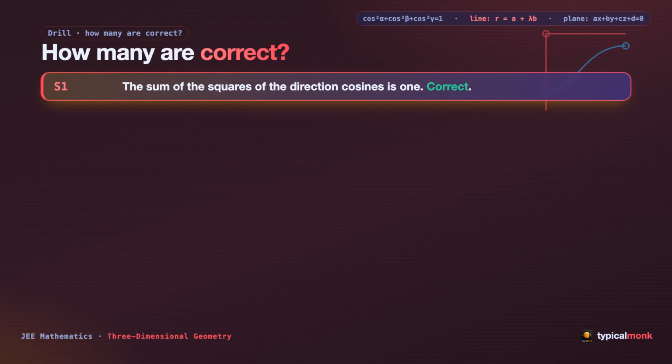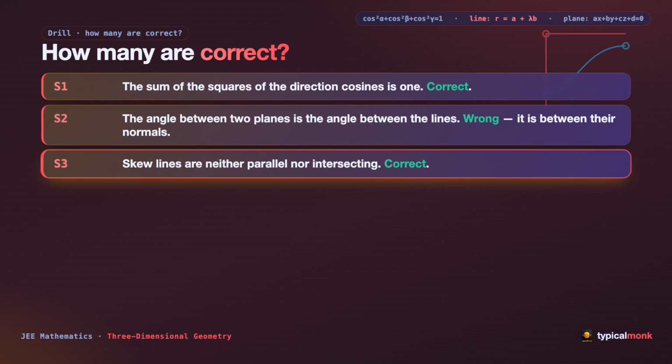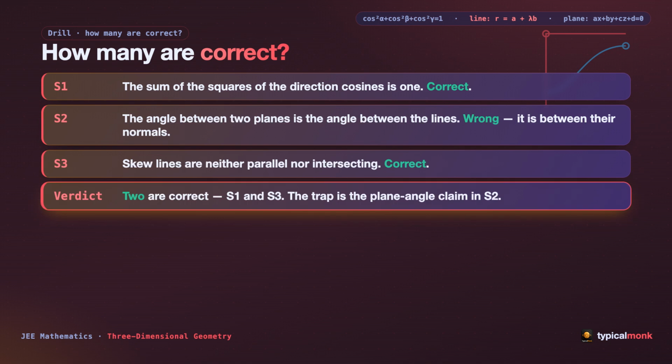Now, how many of these statements are correct? Statement 1. The sum of the squares of the direction cosines is 1. Correct. Statement 2. The angle between two planes is the angle between the lines. Wrong. It is the angle between their normals. Statement 3. Skew lines are neither parallel nor intersecting. Correct. So the answer: 2 are correct, statements 1 and 3. The trap is the plane angle claim in statement 2.